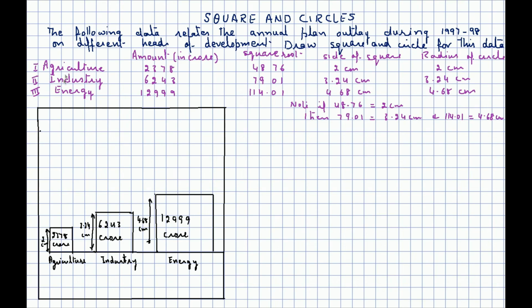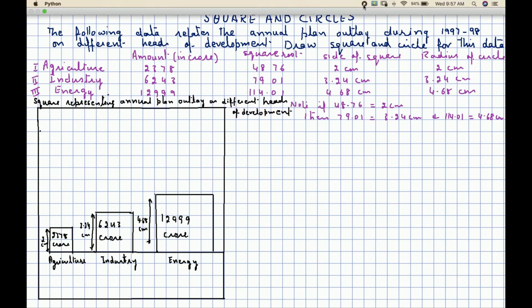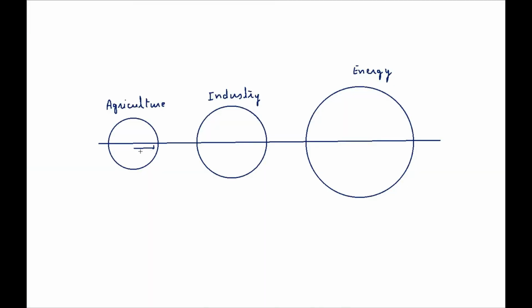In case of squares, we should draw them keeping one side on the same horizontal line. Second point, the gap between the squares should be the same. All the squares should be enclosed in a big box. Write the title. The same question has been represented through circles. Same radii, 2 centimeter, 3.24 centimeter, 4.68 centimeter. We have drawn the circles keeping the centers on the same horizontal line. The gap between the circles should be the same. Write the title.